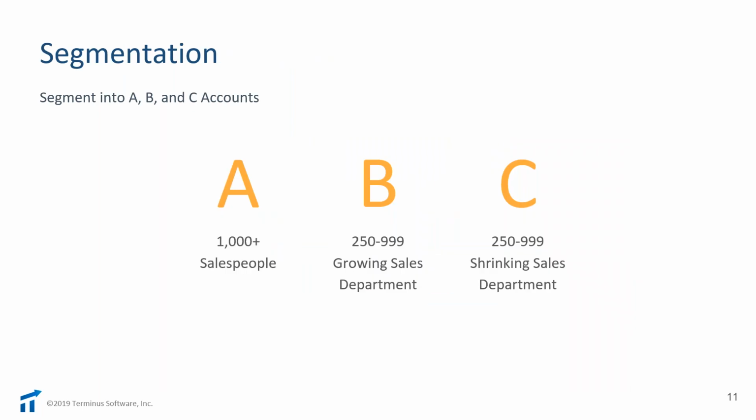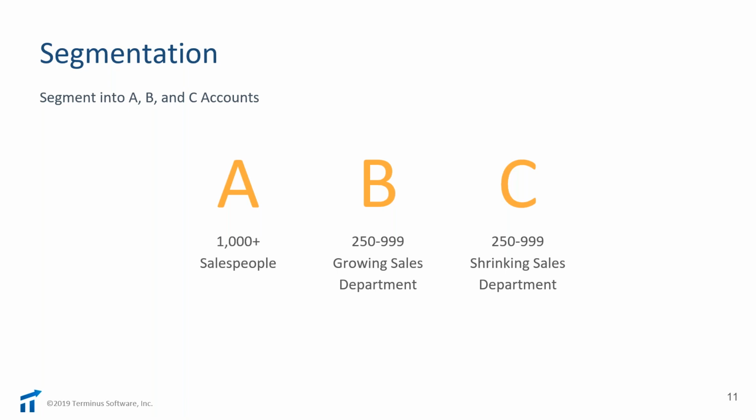So a little bit about how we went on to segment the TAM once we pulled it from LinkedIn Sales Navigator. We segmented our TAM into A, B, and C accounts. A accounts are those accounts that have 1,000 salespeople or more. So they're a top priority based on that criteria. B and C accounts are those accounts that have sales departments of 250 to 999 salespeople. B accounts also have a growing sales department, while C accounts have a shrinking sales department.